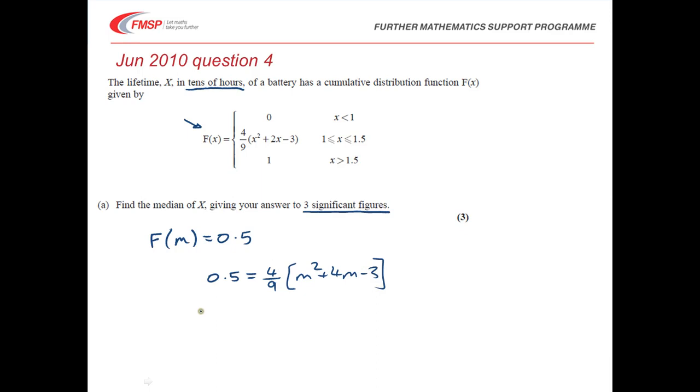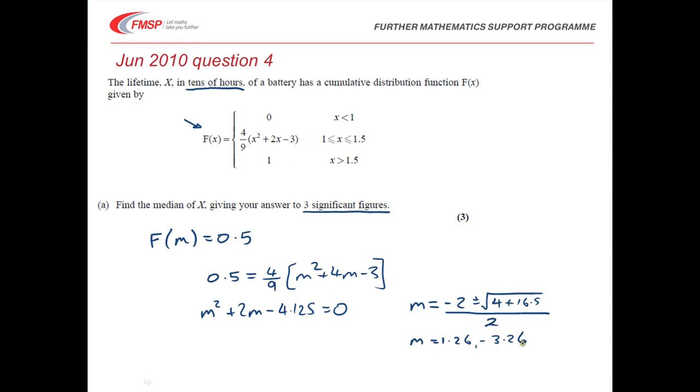So if I just rearrange this and tidy it up, you'll end up with m squared plus 2m minus 4.125 is equal to 0. So again, it's probably best to use the formula here. If we do use the formula, we get m equaling minus 2 plus or minus the square root of 4 plus 16.5 all divided by 2. And that's going to give me 2 answers again because it's quadratic. So m is going to be 1.26 or it's going to be minus 3.26. Minus 3.26 is not in the support, so we're not interested in that one. So the median will be 1.26. So you've got 3 marks for this. You get the first mark for creating the equation and substituting m in the first place.